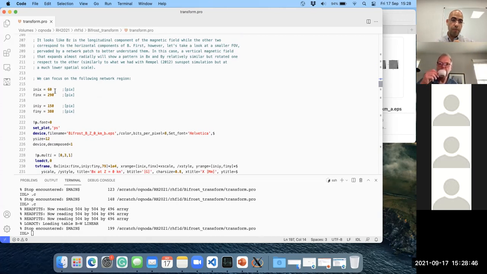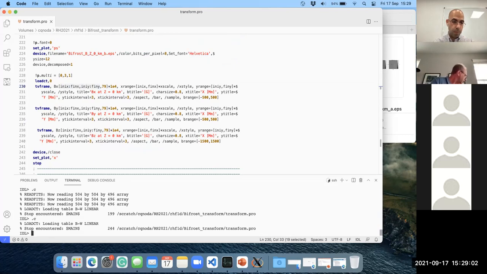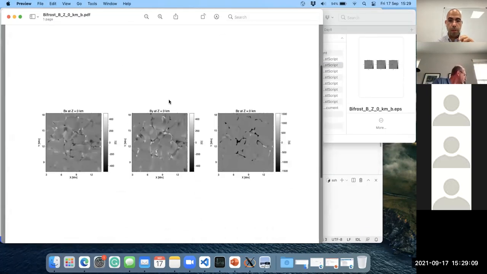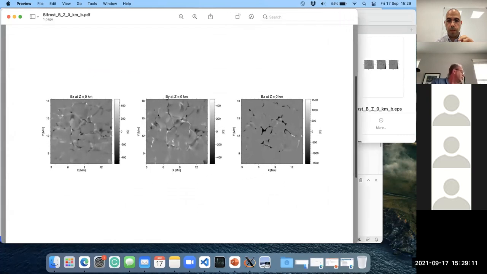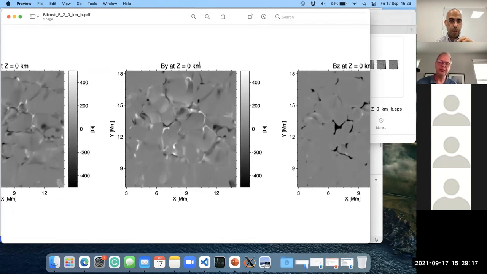Okay, so I just defined the indexes of the spatial region that I want to focus on, and I just repeat the plot, but picking only this spatial domain. Okay, so then we go here, then we go back. In this case, you can see that now we are just focusing on this network patch. Okay, and then if you look, let me make a zoom.